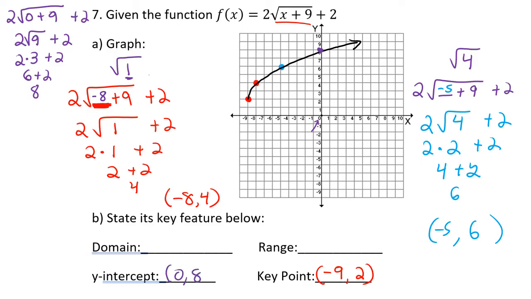So 0, comma 8. Our domain, once again, we're writing from smallest number to biggest number. Our smallest number is negative 9. Once again, it's going to the right, so it's using all these positive x's, so it's going to infinity. Our range, our smallest y value is right here at 2. The graph is pointing upwards, heading to infinity, and that's our range.